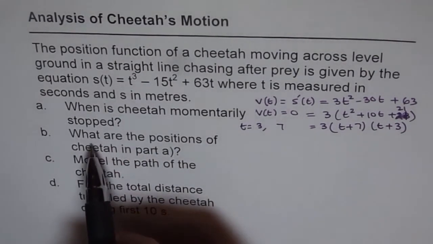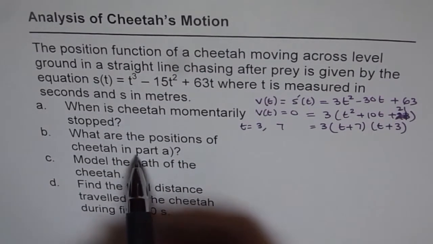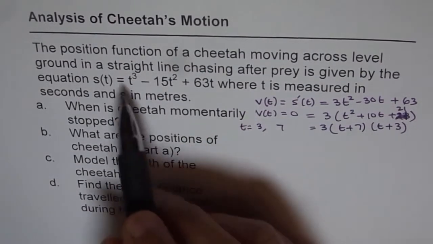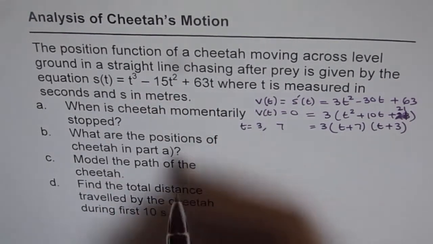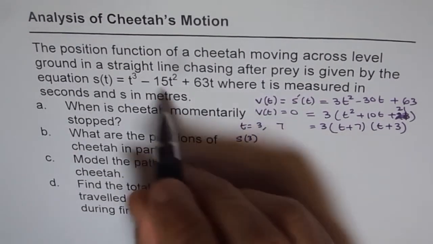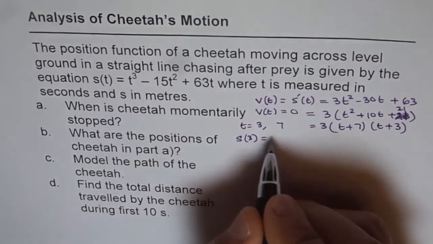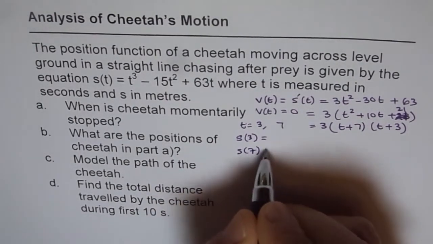And now we have, what are the positions of the cheetah in part A, right? So positions means displacement. These are the times, t values. So we can find what is s of 3, plug in the value here, and what is s of 7. This is what we'll find out now, right? What is s of 7?